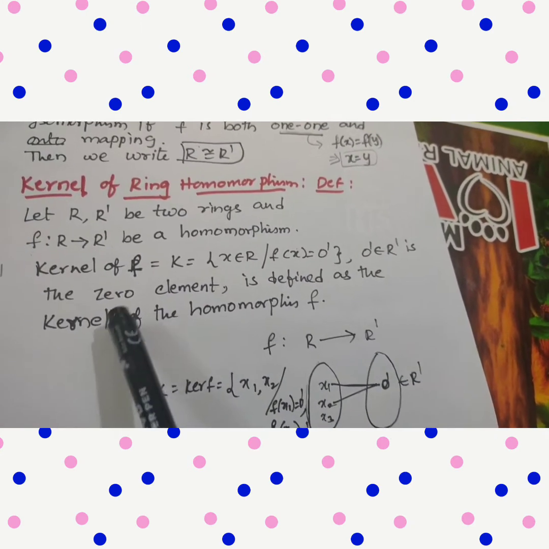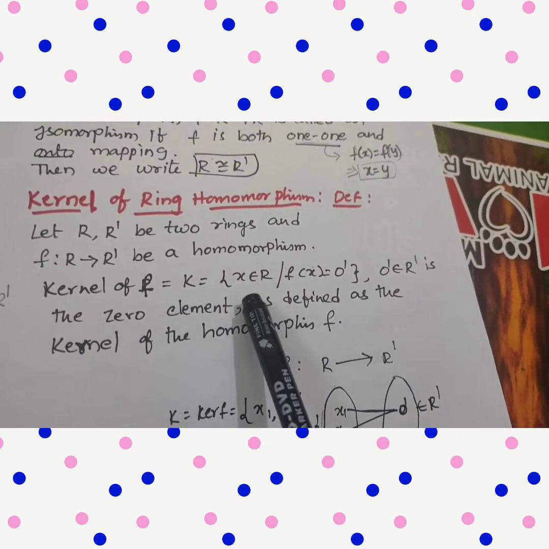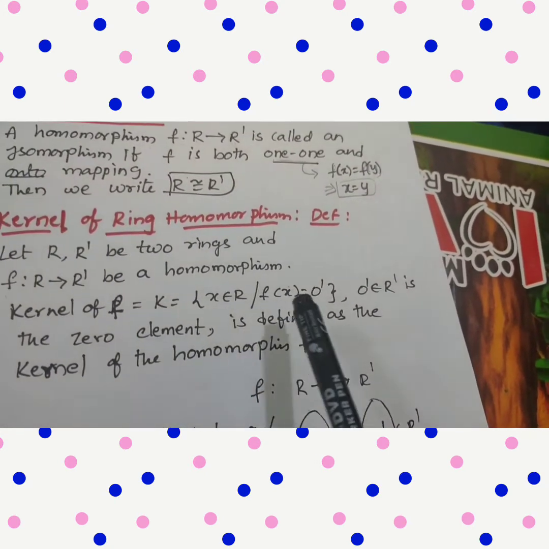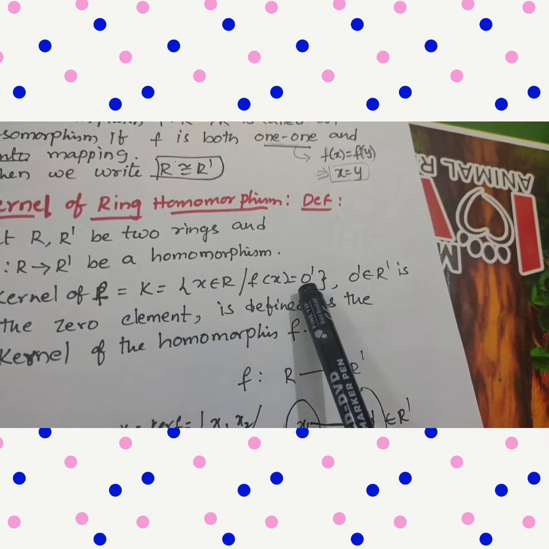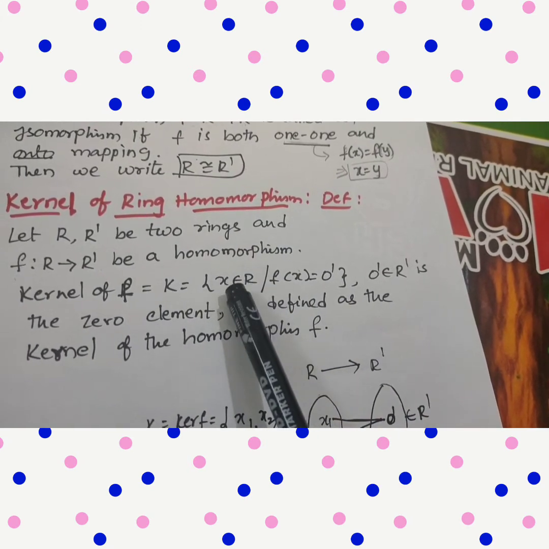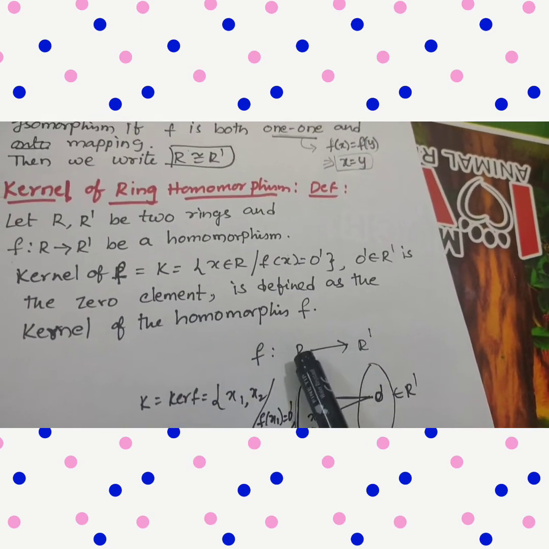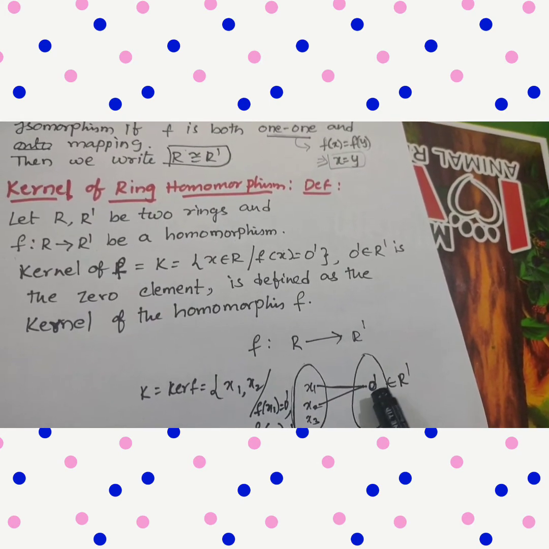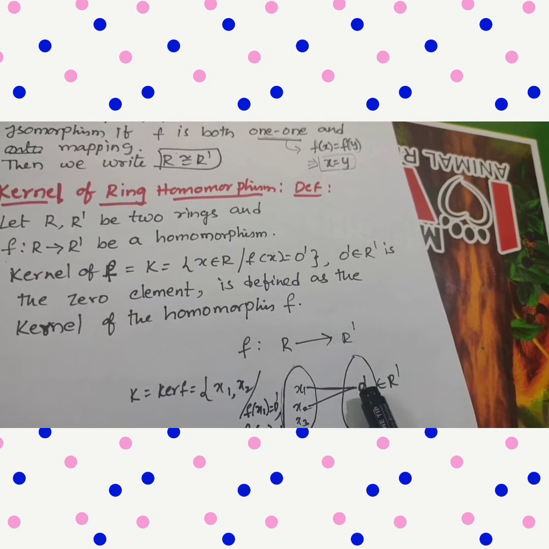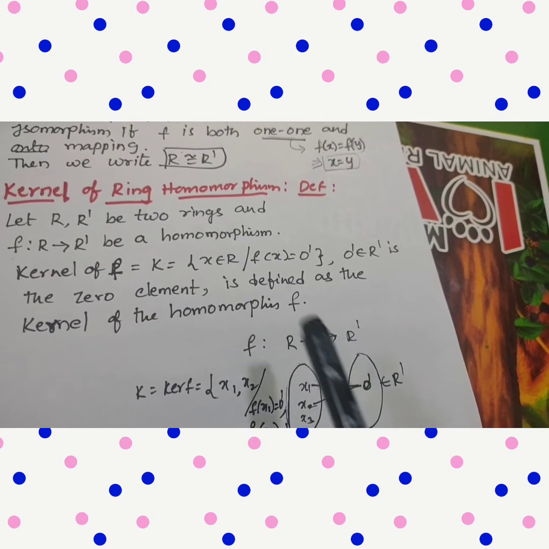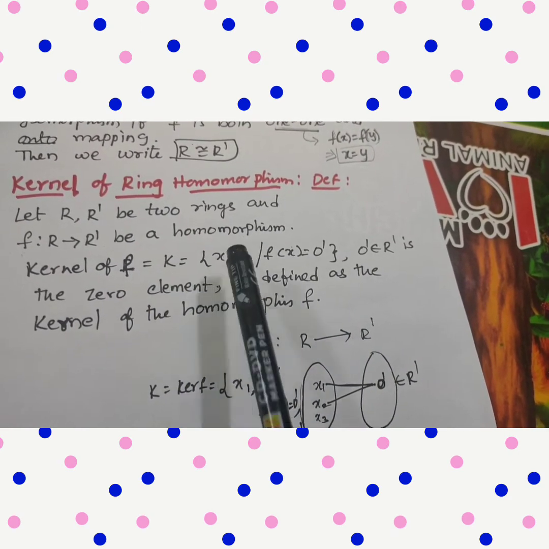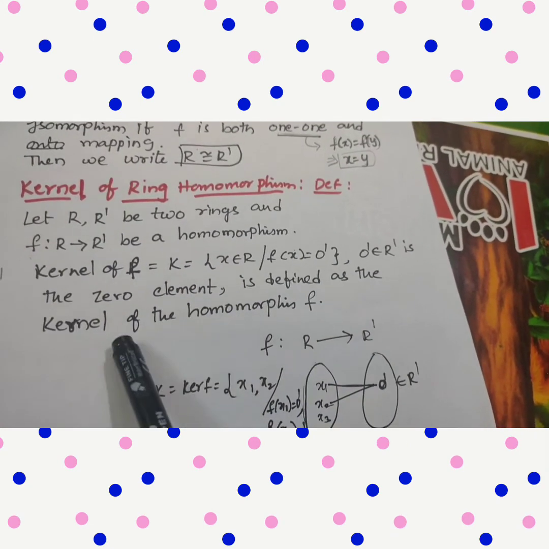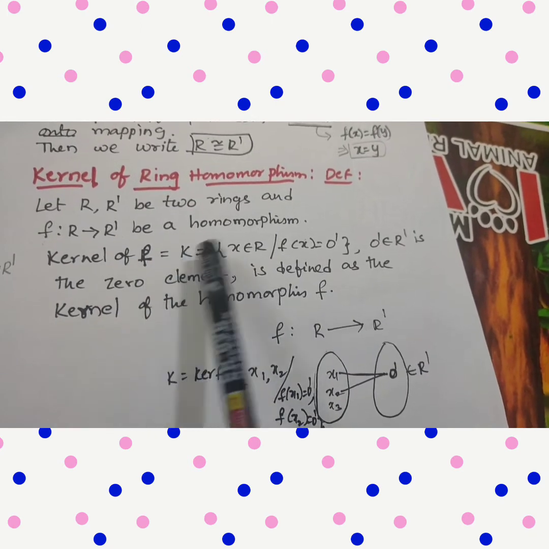So the kernel of f is also written as K is equal to the set of x belonging to R such that f of x is equal to 0 dash. So it is the set of elements in R whose image is 0 dash, whose image maps to the identity in R dash. Only those elements are present in K, where 0 dash is called the zero element. So K is defined like this.